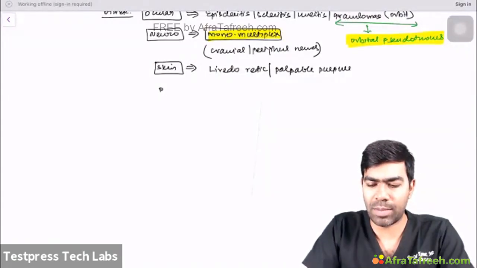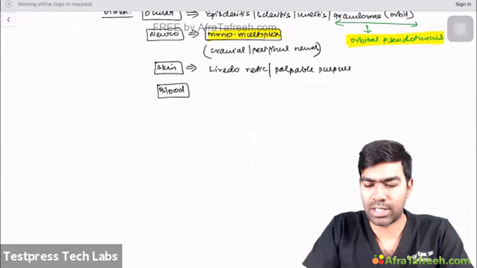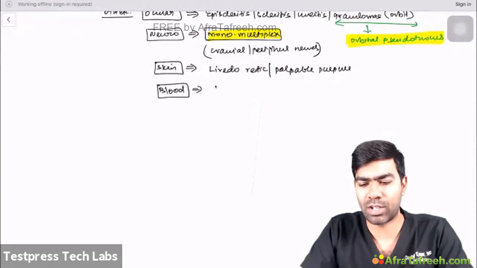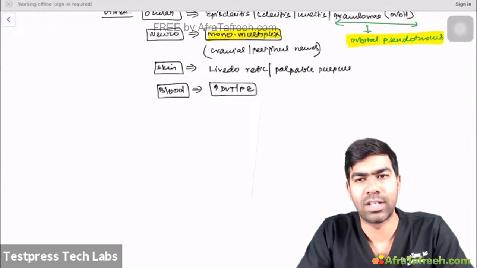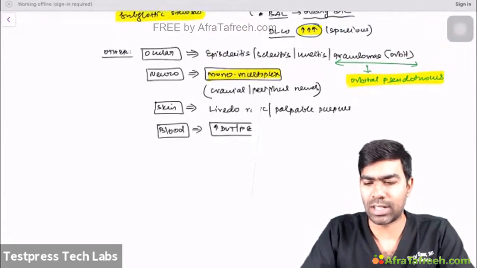Then they can have hematological involvement. Like for example, these patients have an increased risk of thrombosis, especially increased risk of DVT and pulmonary embolism, especially during active disease. They have high risk of developing deep vein thrombosis and pulmonary embolism. Fine. So these are the other features.